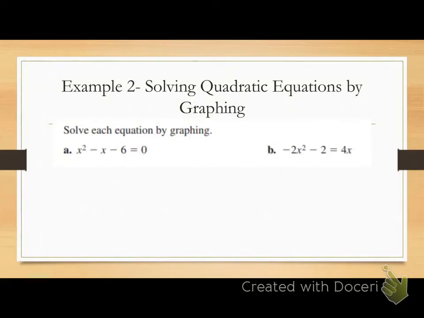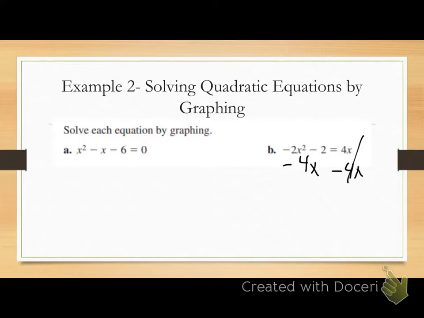Standard form on letter B? What is standard form? You have to subtract the thing. Very good. Standard form, ax squared plus bx plus c. So I need to get my x term over with all my other terms. So I'm going to subtract 4x from both sides.